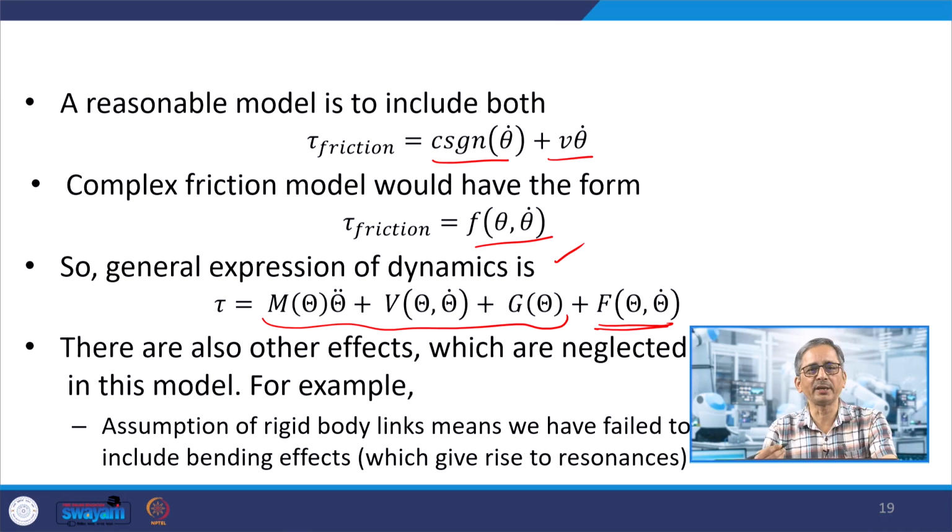Also here we have neglected some other effects in the model. For example, we have assumed the rigid body link, but actually your body is not going to be rigid. When we assume the rigid body link, we are not including the bending effect, and that may give rise to resonance. So again that assumption is there, and this equation is with the rigid body assumption.